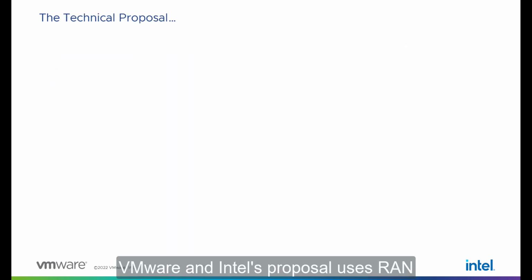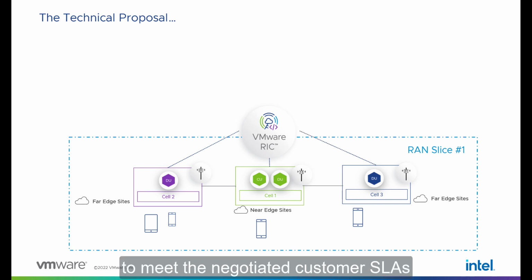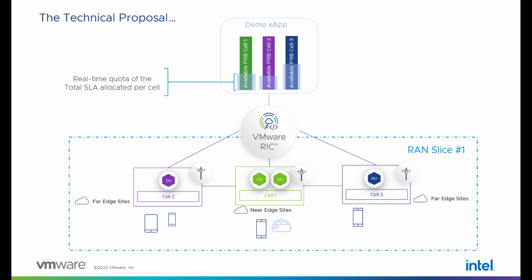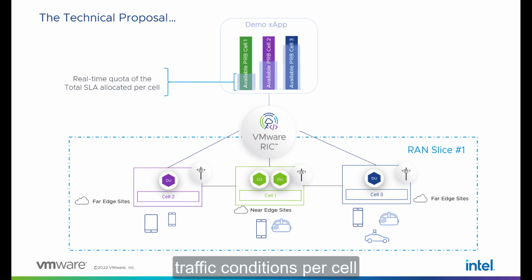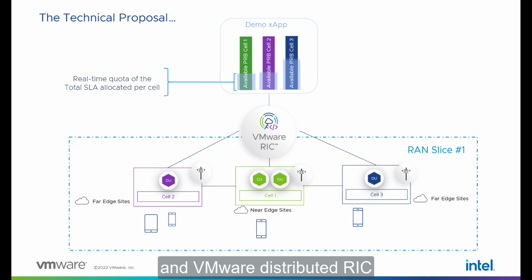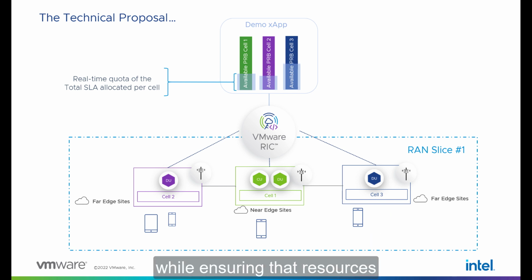VMware and Intel's proposal uses RAN programmability activated through VMware Distributed RIC to monitor and dynamically control resources available in RAN slices to meet the negotiated customer SLAs. The concept is simple and effective. Based on the real-time traffic conditions per cell reported through Intel FlexRAN software libraries, the XApp and VMware Distributed RIC change allocated physical resource blocks, or PRBs, on each cell to guarantee the per UE minimum throughput while ensuring that resources are used in an optimal fashion.